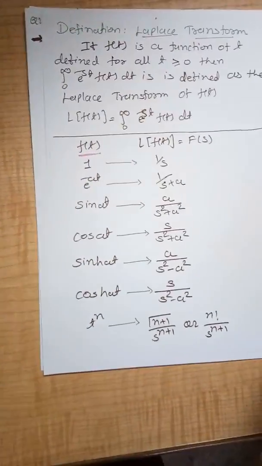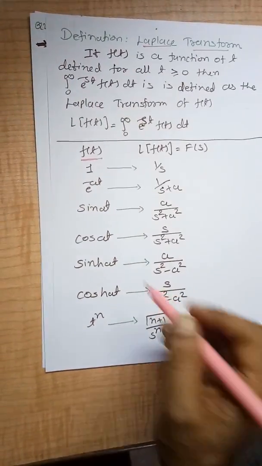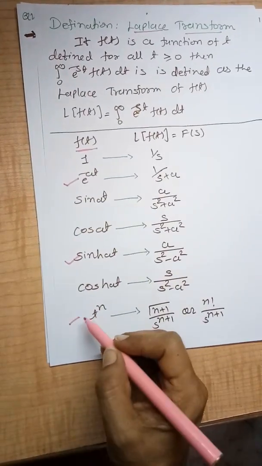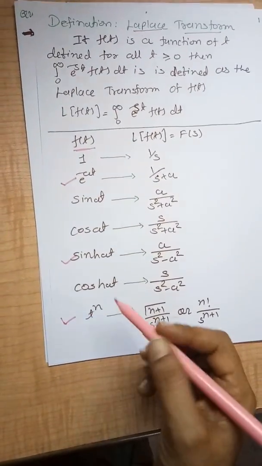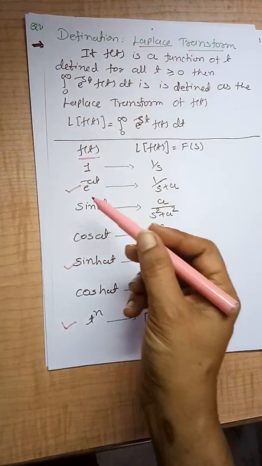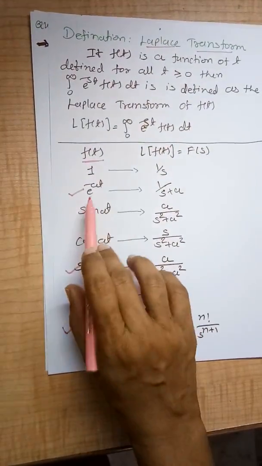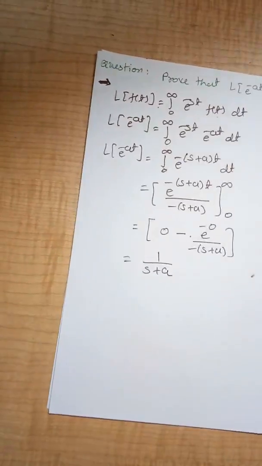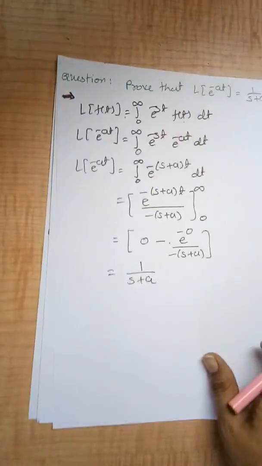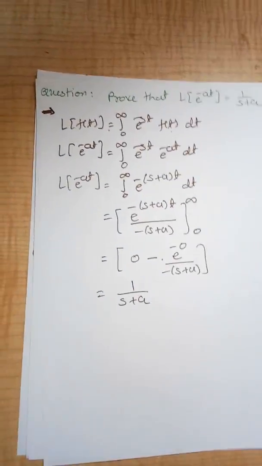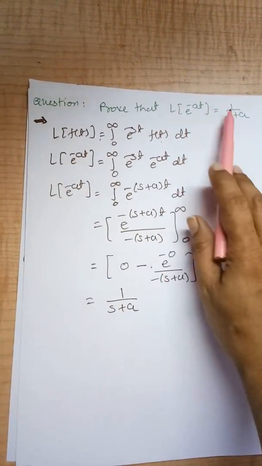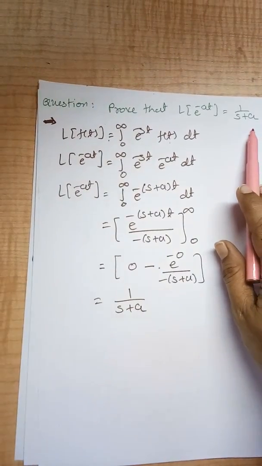Okay, now we solve three formulas, the first, second and third. We are going to show the proof of these three formulas. So let's start with the first, Laplace of e raised to minus at. First question, prove that Laplace of e raised to minus at is equal to 1 upon s plus a.